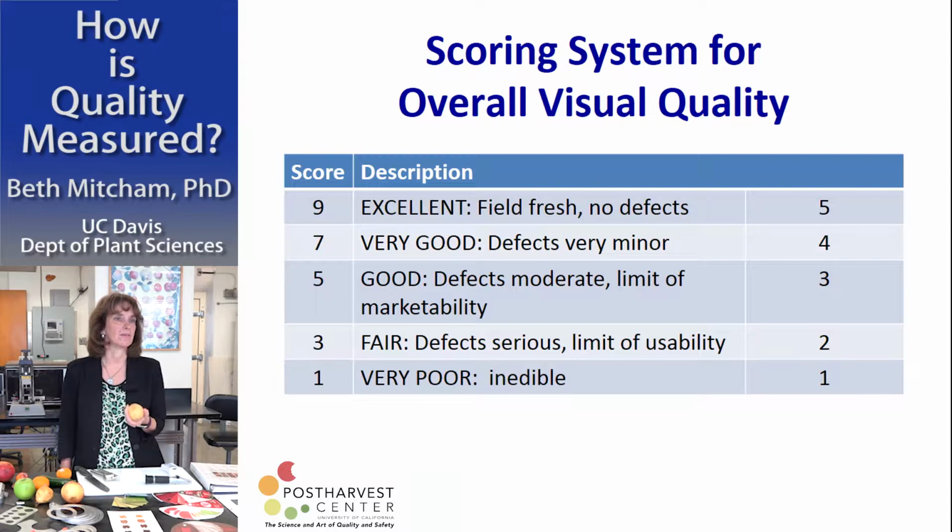So you can either have a 1 to 9 scale, or you can use a 1 to 5. It's really according to your preference. But the higher number in the overall scoring system is for the best quality. And a score in the middle of the scale is for the limit of marketability. And then below that, you have the limit of usability.